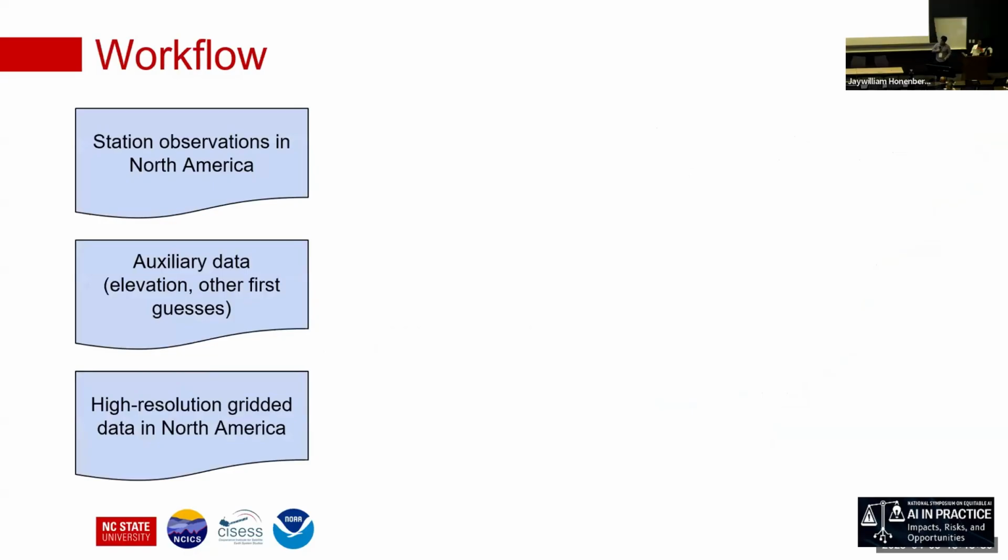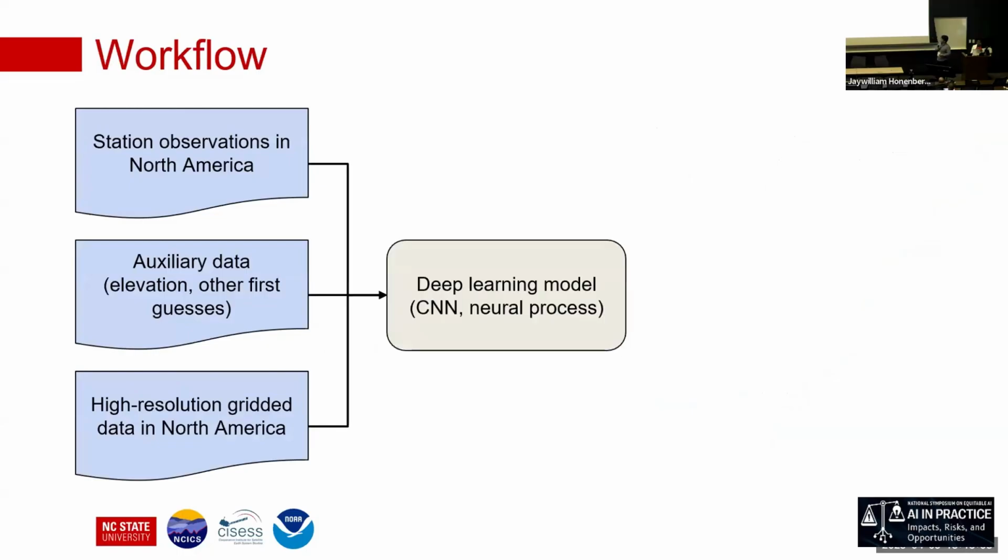This project looks at the station measurements in North America, and then we have auxiliary data from remote sensing, from elevation and other sources, and a high resolution gridded temperature dataset, a climate dataset created by different groups. Then we can create a deep learning model using either convolutional neural networks or neural processes or other types of models.